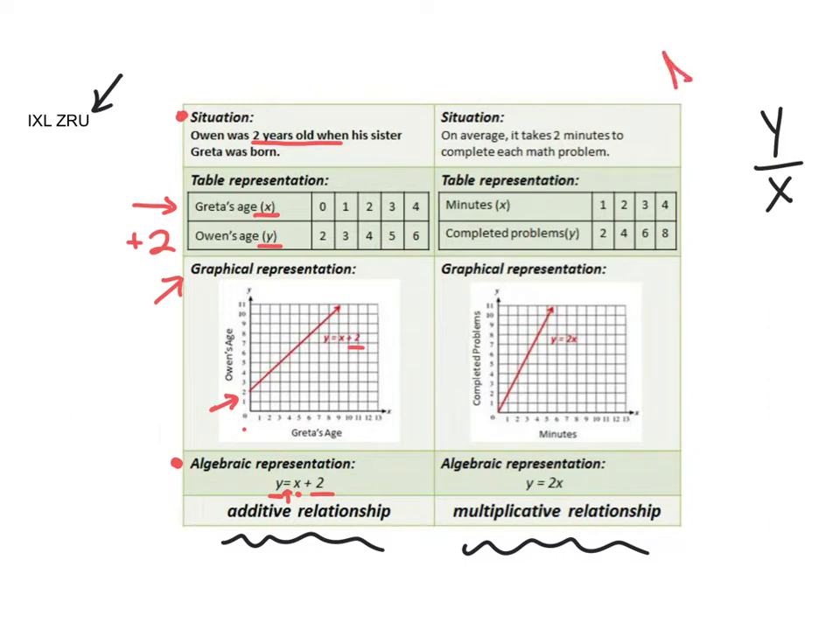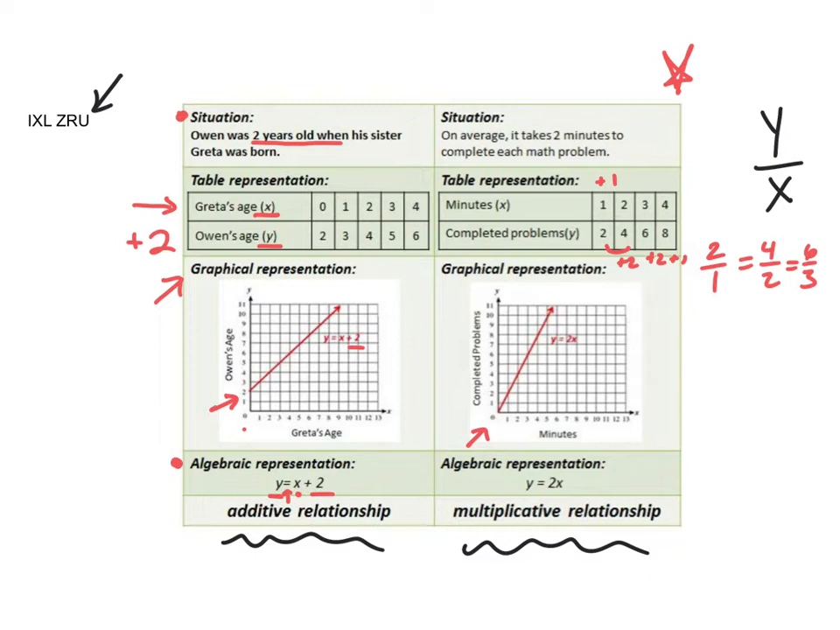Whereas what we're more used to seeing is maybe a multiplicative relationship, where the situation is, on average, it takes 2 minutes to complete each math problem. So you can see the relationship between x and y. For every 1 minute that passes, 2 problems are completed. Each of these, we're going up by 2, up by 2, up by 2. As we go up by 1, 2 over 1 is the same as 4 over 2, and 6 over 3. That is going through the origin on a graph, because if no minutes pass, you don't solve any problems.